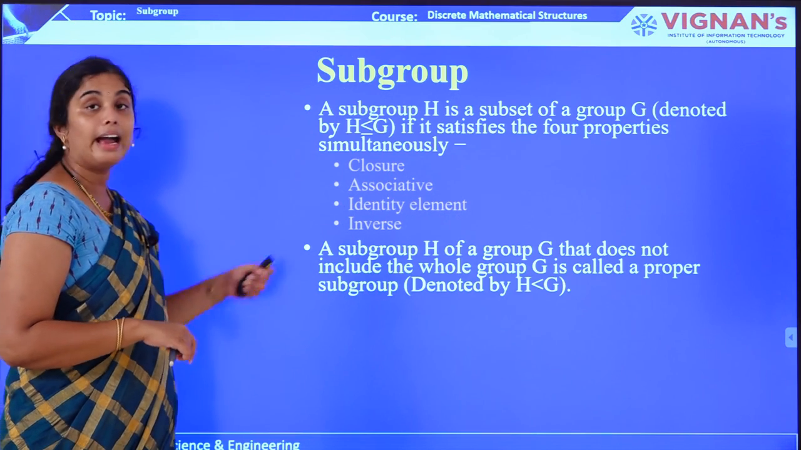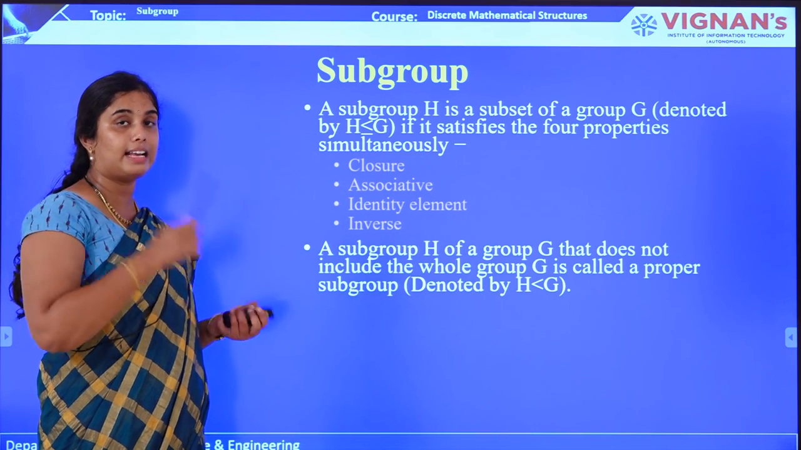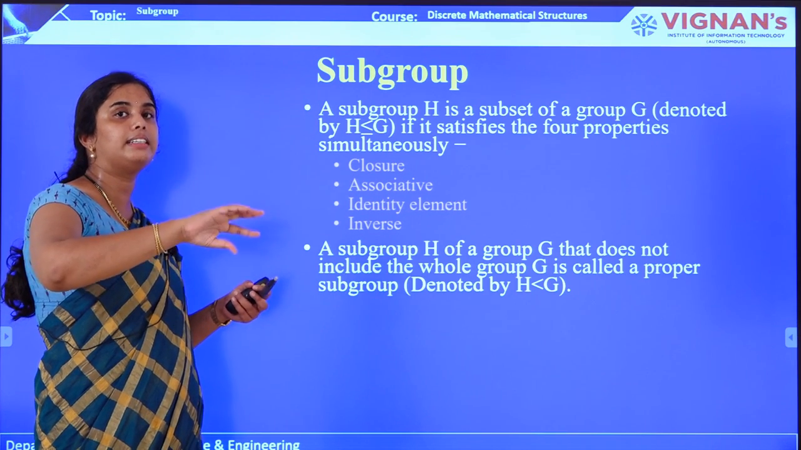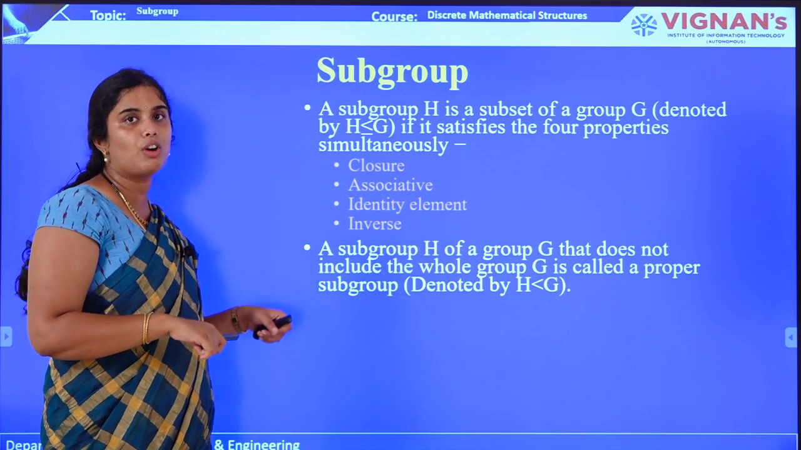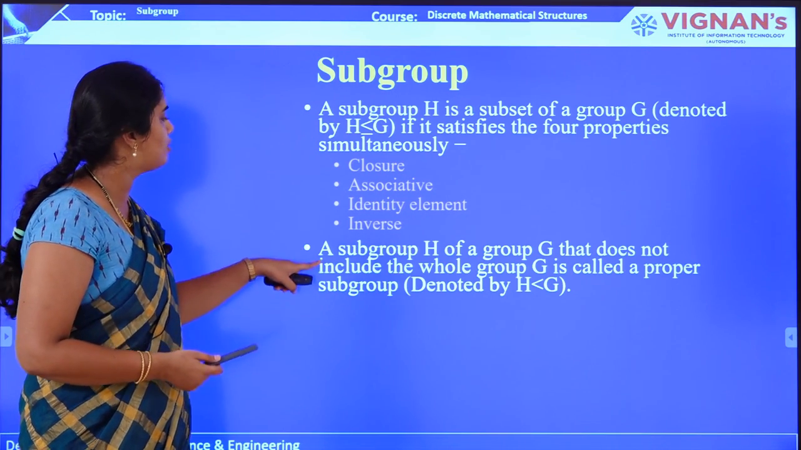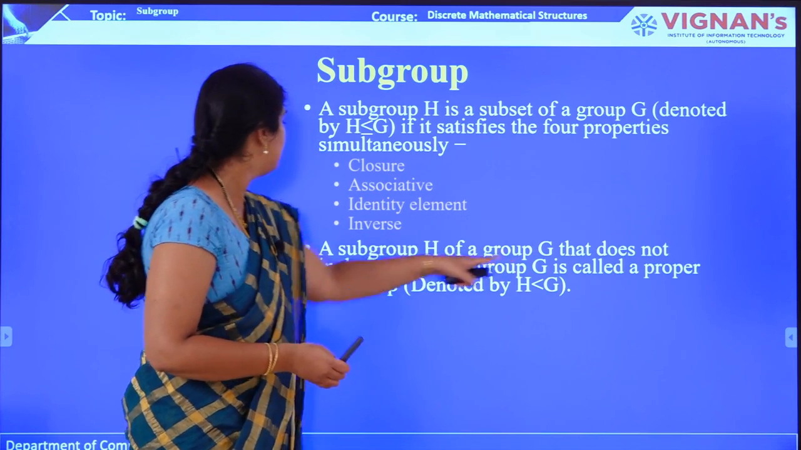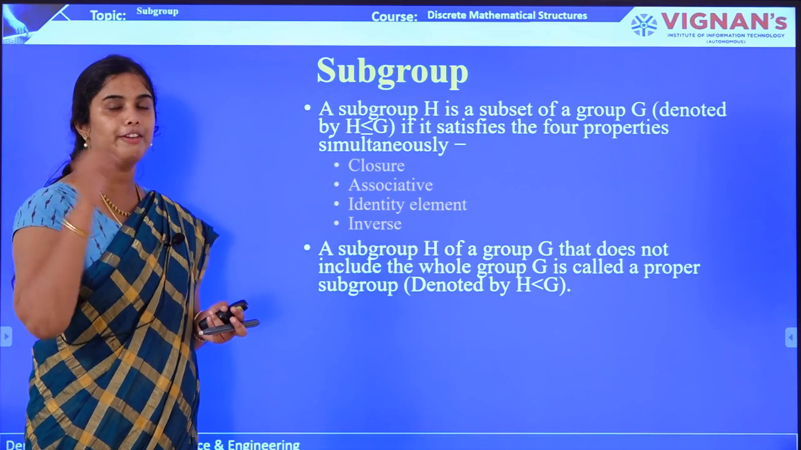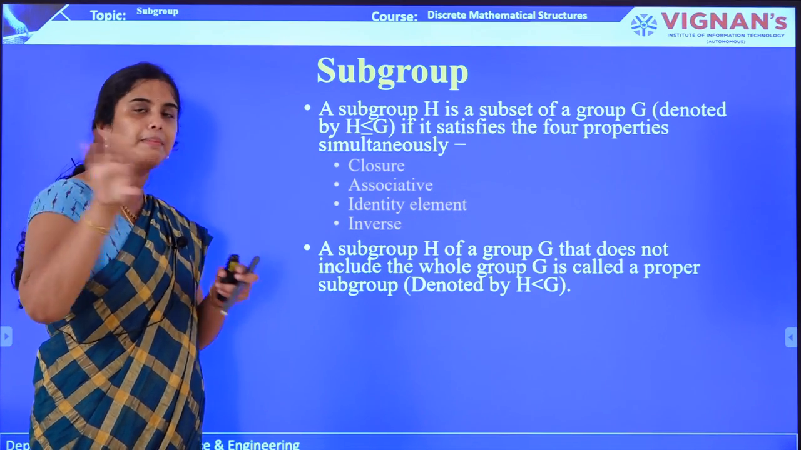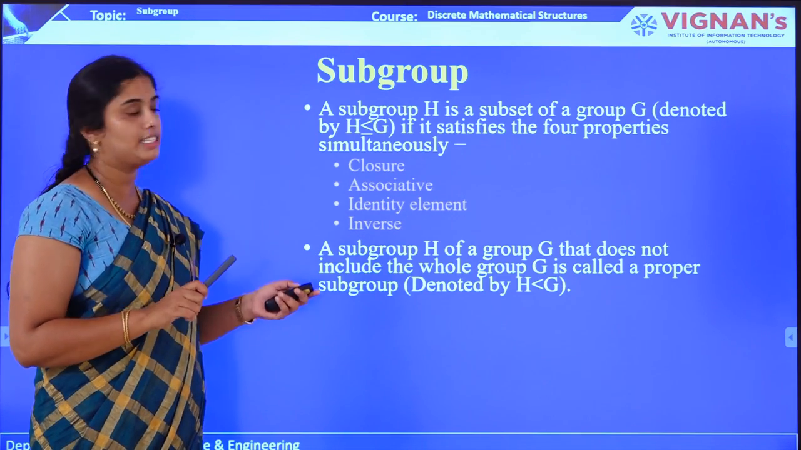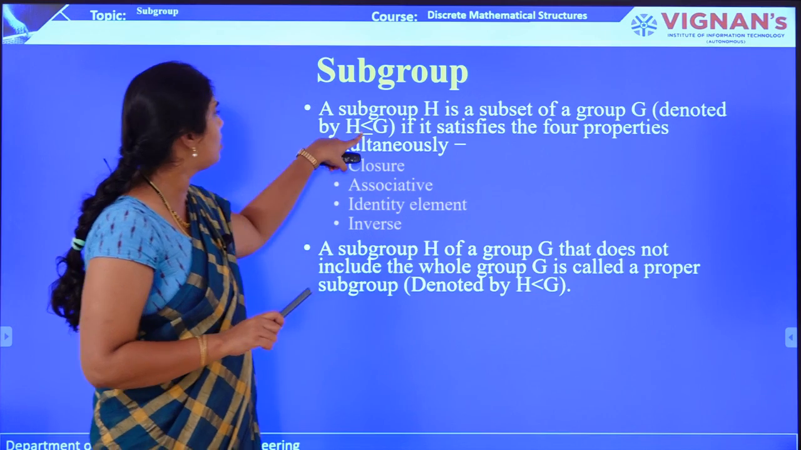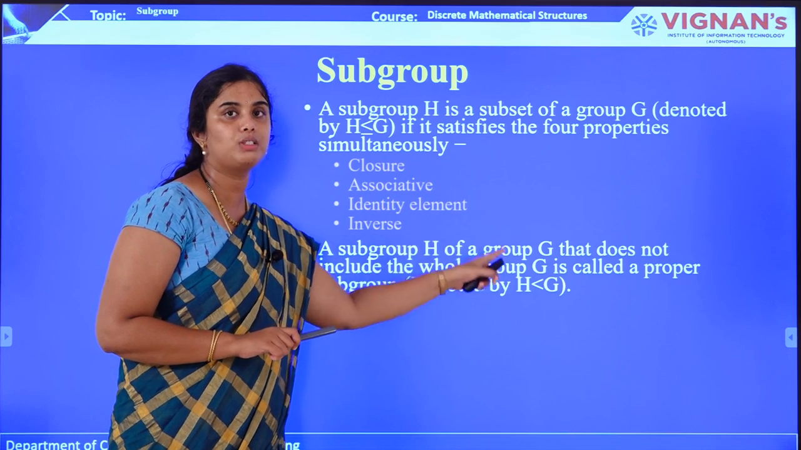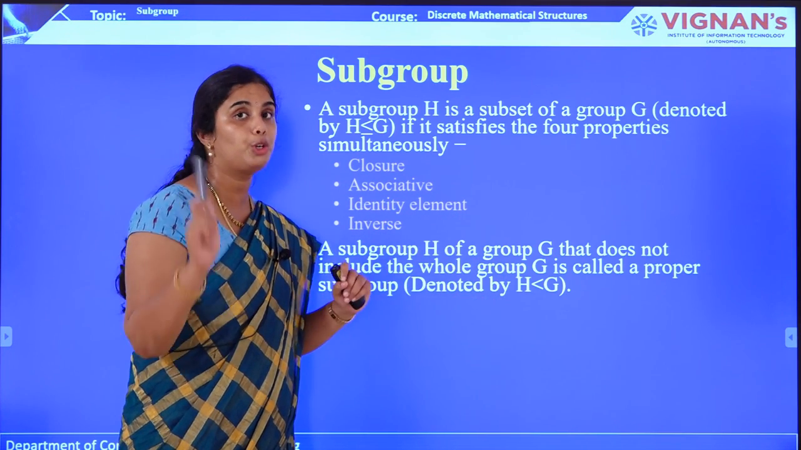And you have already learned about the proper subset, right? As I already said, what is a proper subset? If it does not contain at least one element of the set, then it is called a proper subset. Similarly, here also a subgroup H of group G that does not include the whole group G is called a proper subgroup. If it does not include at least some elements of that group G, then in that case it is called a proper subgroup. Here the less than or equal to condition is there, right? Here the equal to condition is obeyed. So always the elements of this proper subgroup should be less than the group.